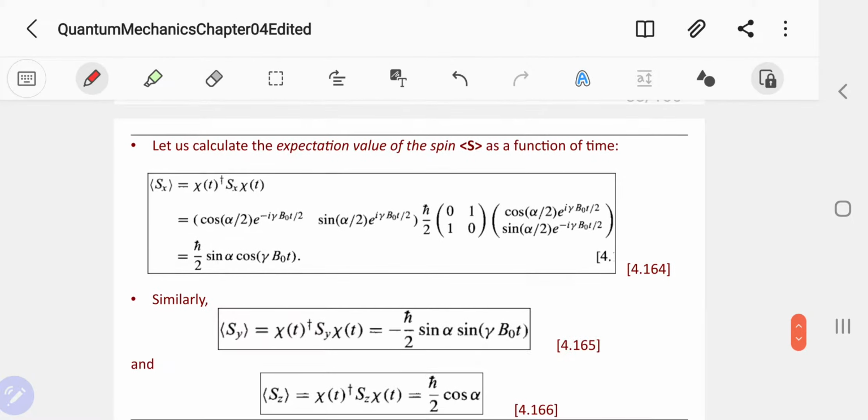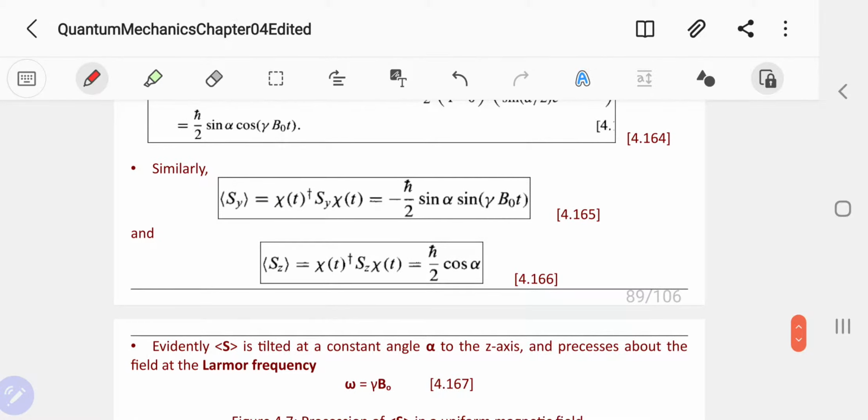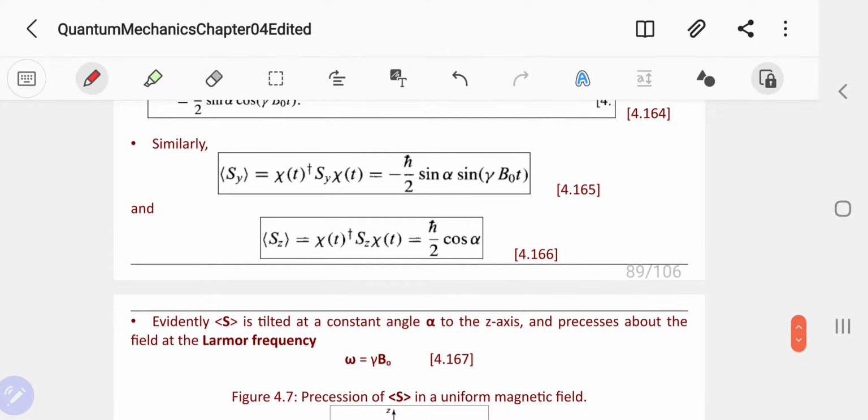So how can we calculate now the expectation value of the spin S as a function of time? First, we have to get the expectation value of S_x, and then S_y, then S_z. Then we just add them: the square of the expectation value of S_x plus the square of the expectation value of S_y, and of course the square of the expectation value of S_z.